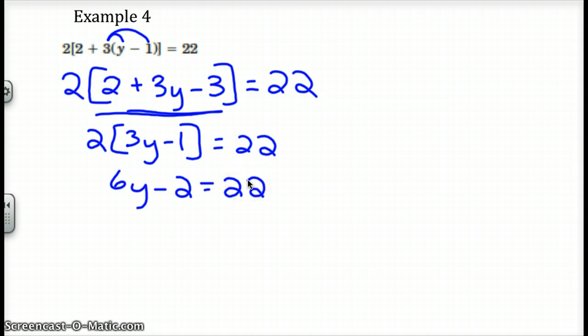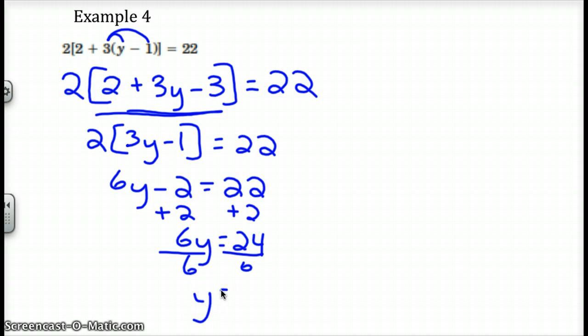And we're going to put all the constants on one side and the y's on the other. So we're just going to add the 2 over and we'll get 6y is equal to 24. And we'll divide both sides by 6 here. And we're going to end up getting y is equal to 4.